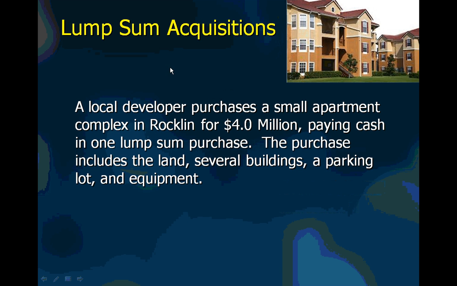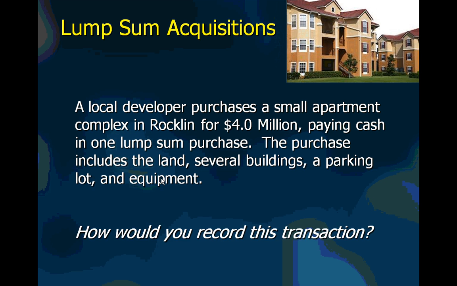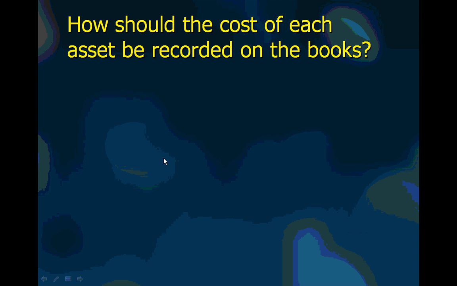Here's a common example. Let's suppose a local developer purchases a small apartment complex for $4 million and he's going to pay cash for that lump sum purchase. It includes land, buildings, parking lot, and equipment. So what does the accountant do here? How would you record this transaction? Well, it's rather simple as long as you understand it.